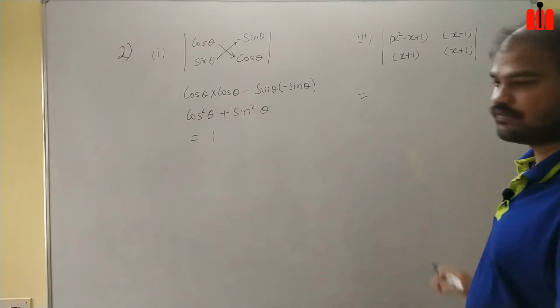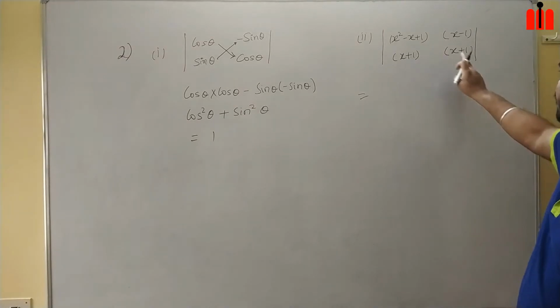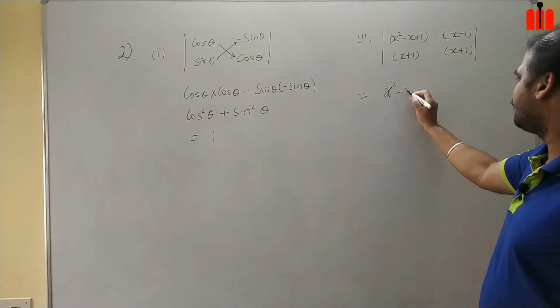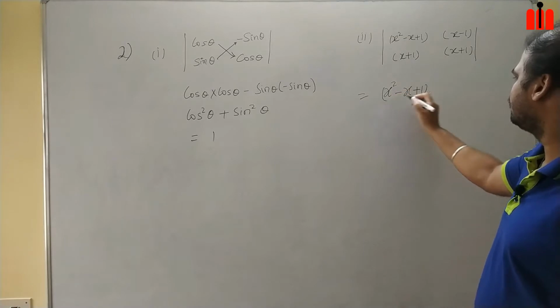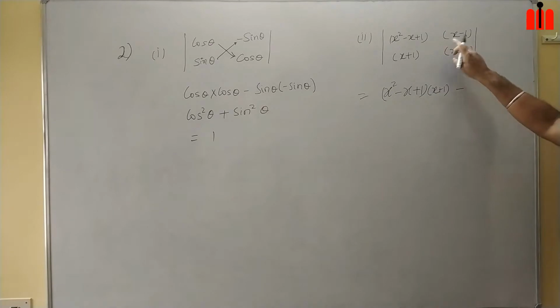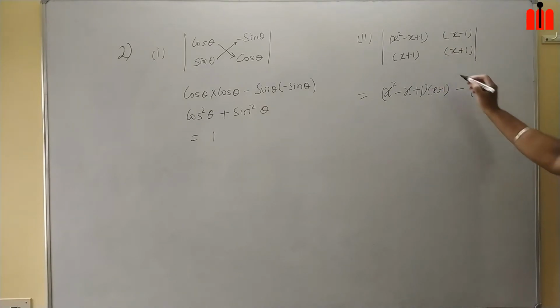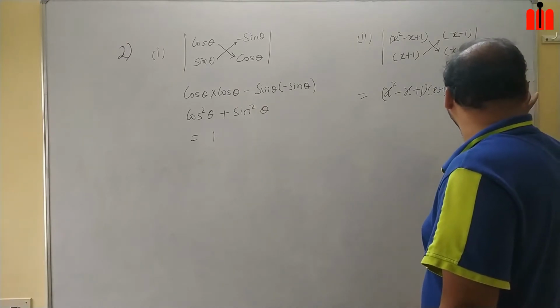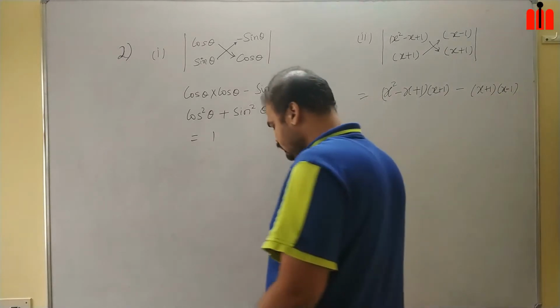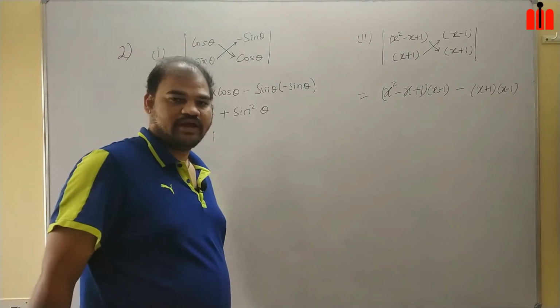In this problem, what will we do? We will multiply this element and this element. Then it will be x square minus x plus 1 into x plus 1, minus. Now you multiply these two, x plus 1 and x minus 1. So this is one multiplication and the other multiplication is this. So x plus 1, x minus 1. Are you getting it?